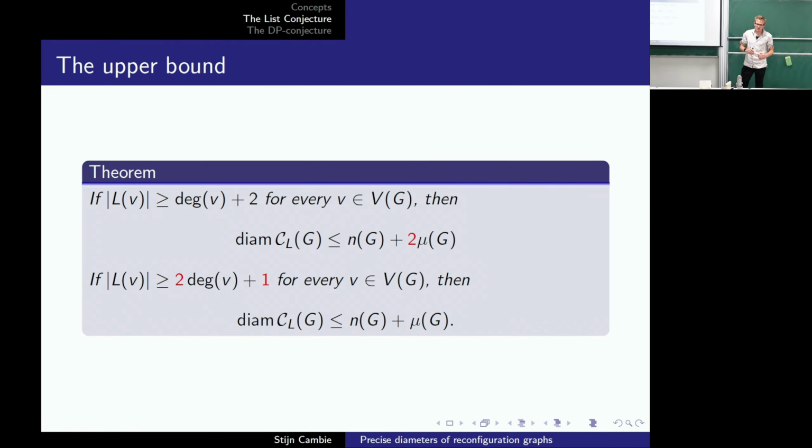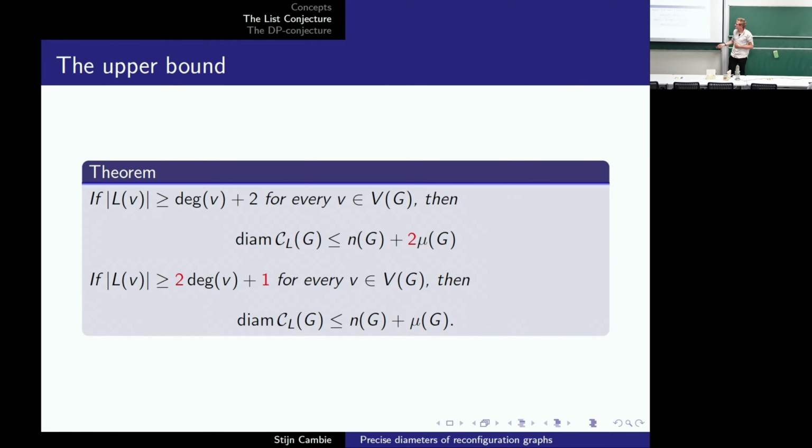We also could make some partial progress in the sense that we proved it up to a factor 2. So we could prove that the diameter is at most n plus 2 times mu. Also this matching number is natural in the sense that we know that n plus 2 times mu is an upper bound and n plus mu can be a lower bound. And we could also prove that if our lists are even larger, so instead of degree v plus 2 we take 2 times the degree plus 1, then this bound is completely proved.